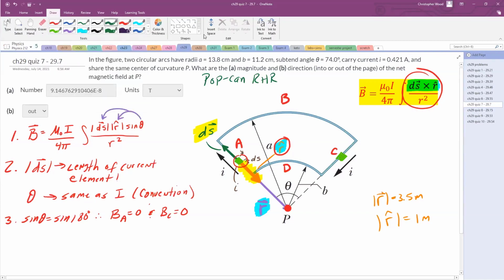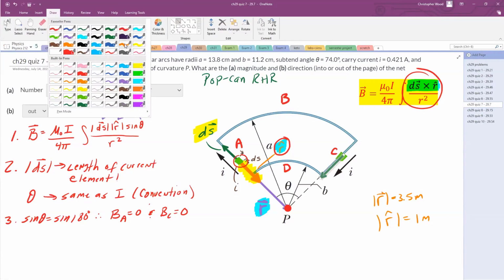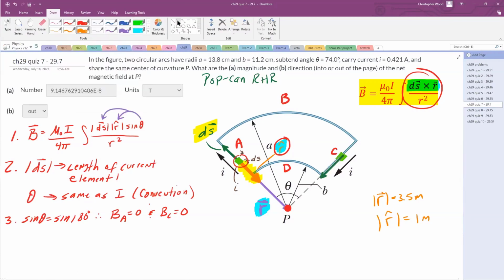In this case, my ds vector is pointing in the same direction as current, and this is still my r hat vector. The job of r hat is to point from the current element to the point P. So you can see orange and green, that's theta equals 0. That's the only little nuance worth mentioning. Theta equals 0 for here, and theta equals 180 for here. So maybe I'll just get rid of this.